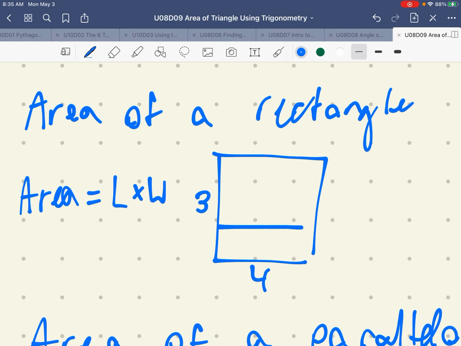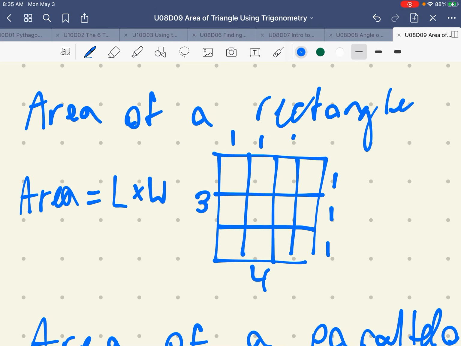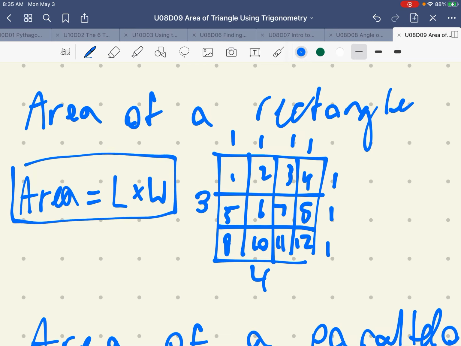The reason for that is if this segment is 3 long, I can divide it into 3 segments that are each 1 long, and 4 segments that are each 1 long in the width direction. And if you were to count the number of squares that fill the shape, there would be 1, 2, 3, 4, 5, 6, 7, 8, 9, 10, 11, 12. That is what area is. It's the number of 1 by 1 squares that fill any particular shape. So this is the formula specifically for the area of a rectangle.